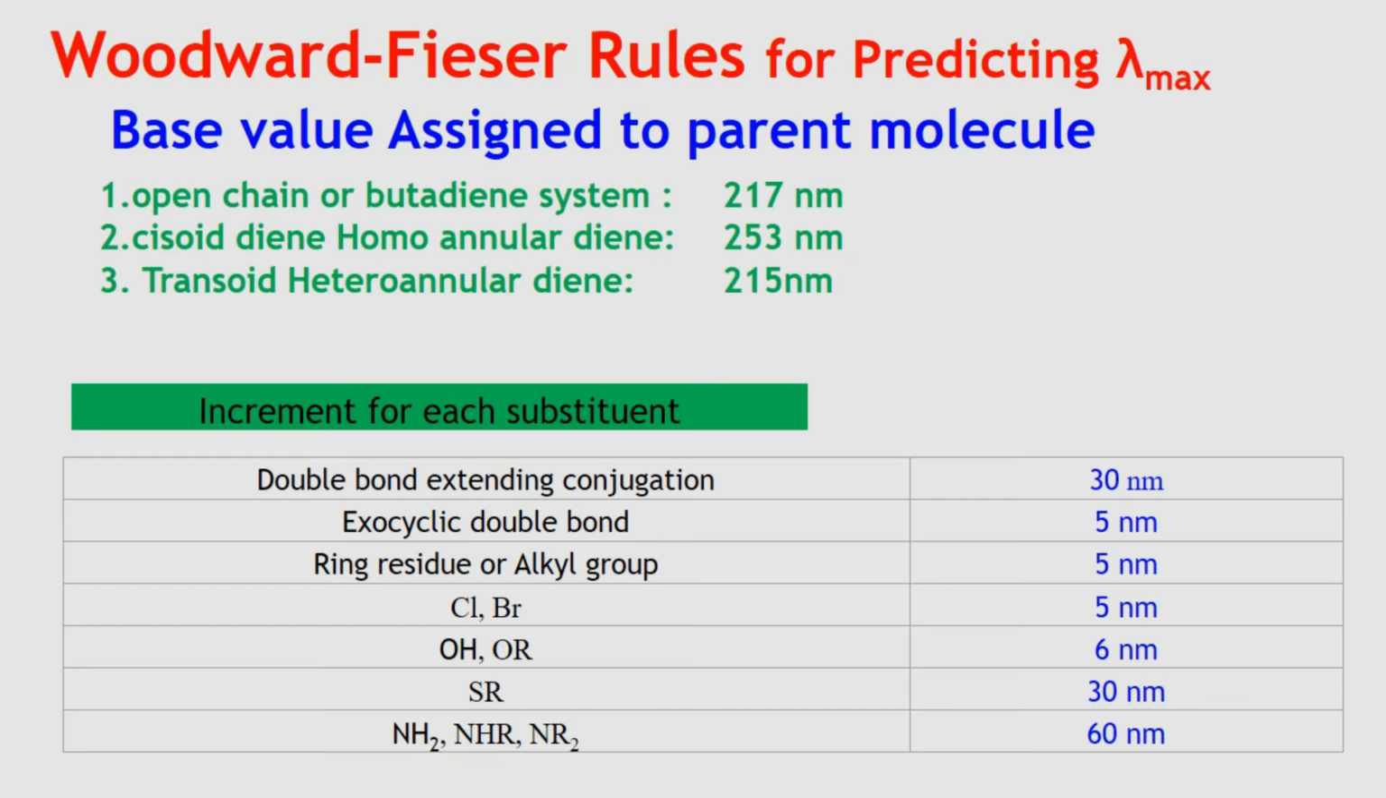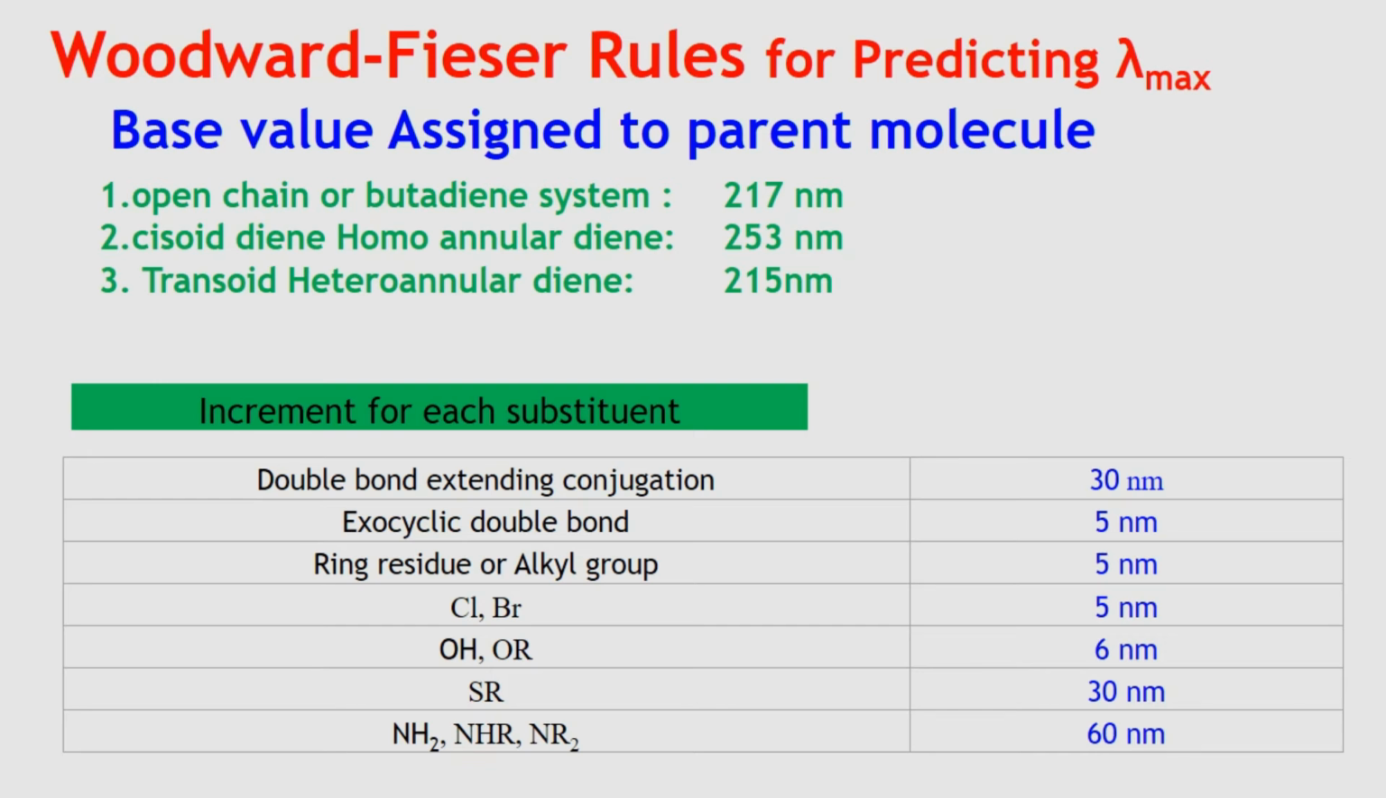Now the next one is Cl, Br, OH, OR. This type of substitution, whenever these substitutions are present only on the conjugated carbon system, then and only then can we consider an increment of 5 nanometer, or 6 nanometer, or whatever is mentioned in the table. If those are not present on the conjugated carbon system, we cannot add an increment in the absorption maxima for the particular calculation. Okay, so now we move to the example.